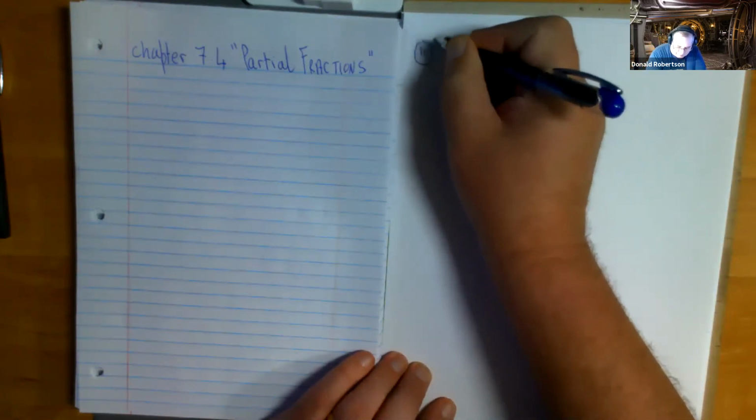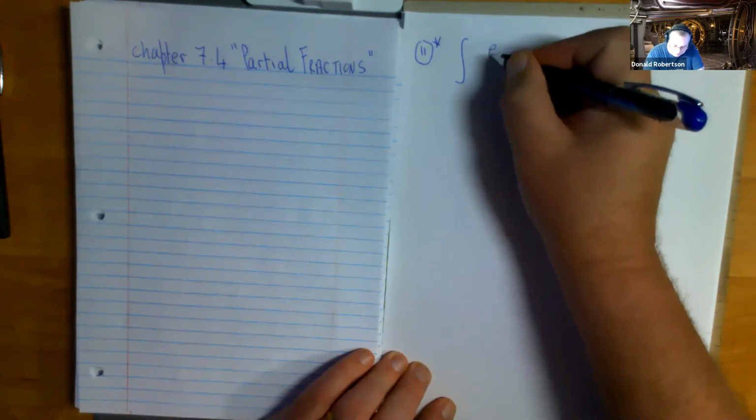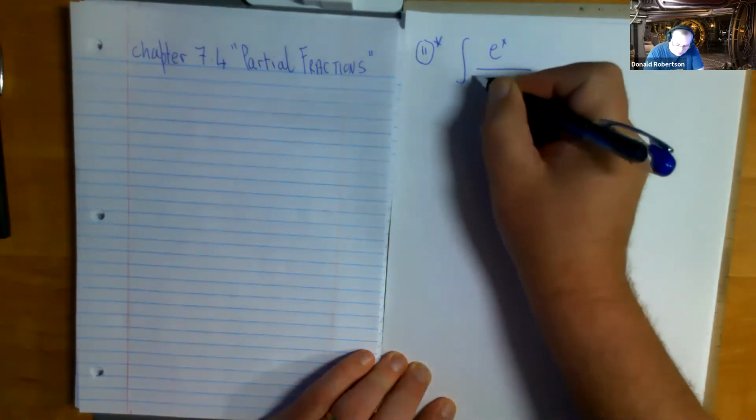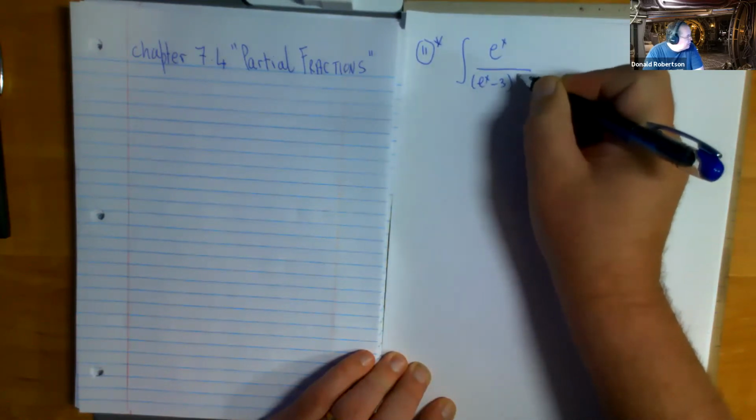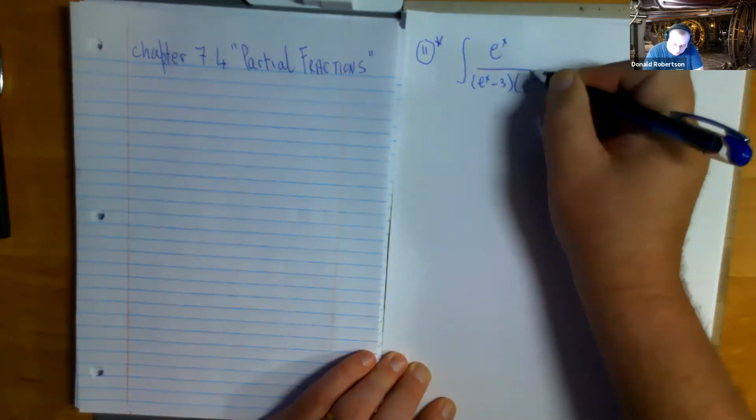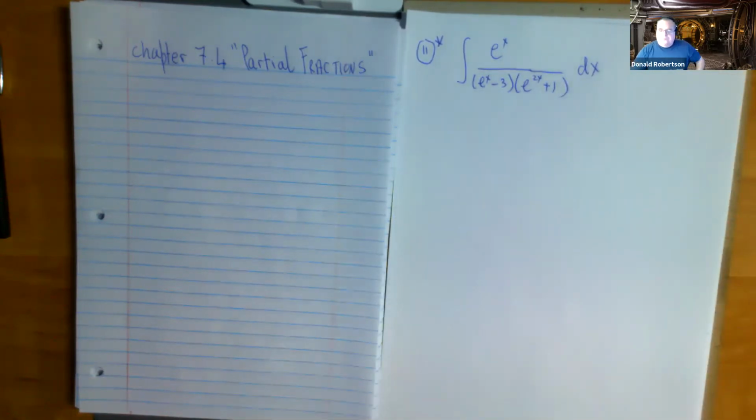So let's do a little bit more work and then move on to our last part. This is us still on section 7.4 partial fractions. This is a version of question 11. We have an e to the x, and then we have an e to the x take away 3, and then e to the 2x add 1 dx. So what you're going to have to do here is a u sub first.